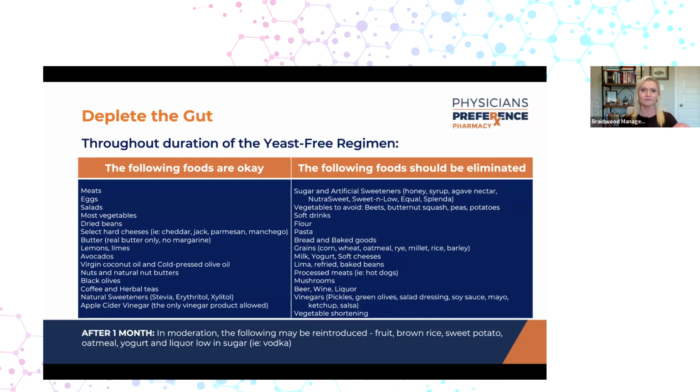During this time, the following foods on the left-hand side of this slide are okay. The foods on the right-hand side are to be eliminated. The reason that we eliminate various foods is either because they themselves are highly inflammatory, they impair digestion, or they feed the Candida.